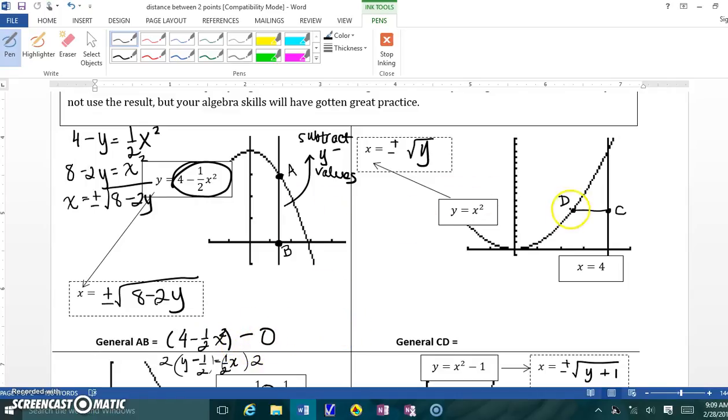That's it. Now let's try this one here. I'm going from C to D.